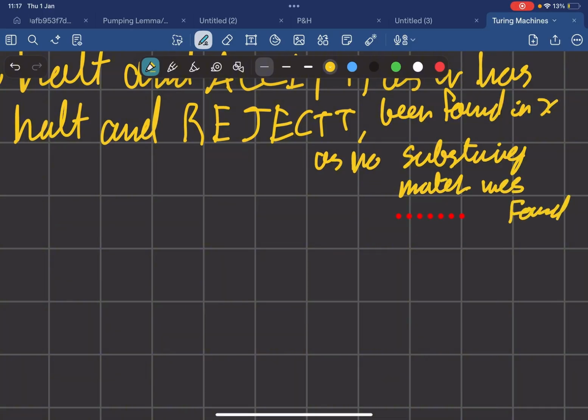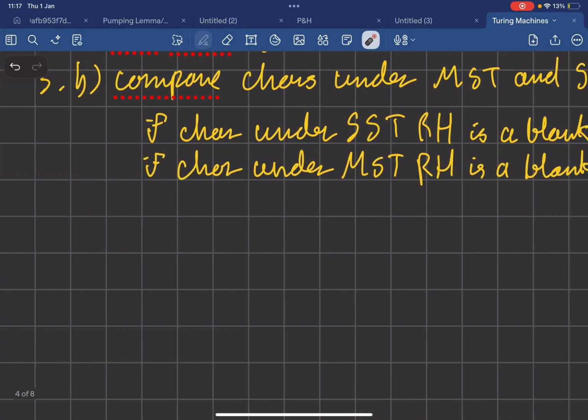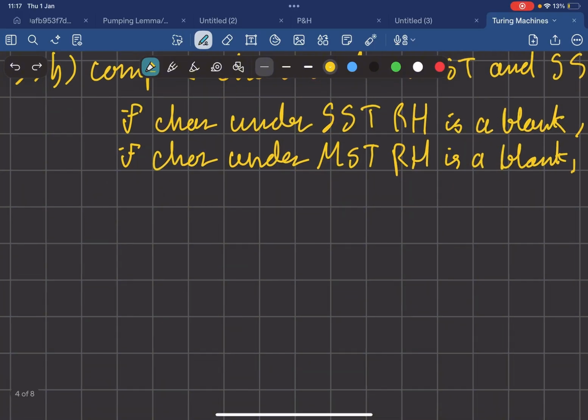Okay, so I hope this is readable. I wrote it down as no substring match was found. Okay. So we've covered the two base cases. Let's move on to the main thing.